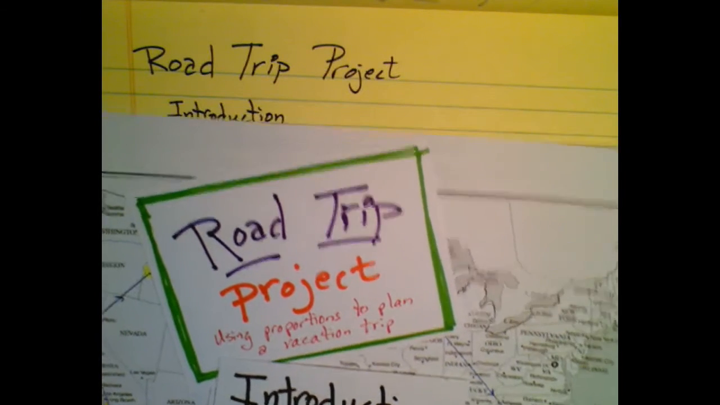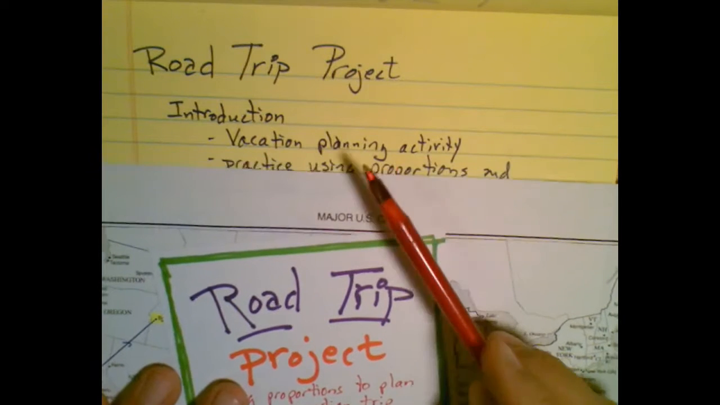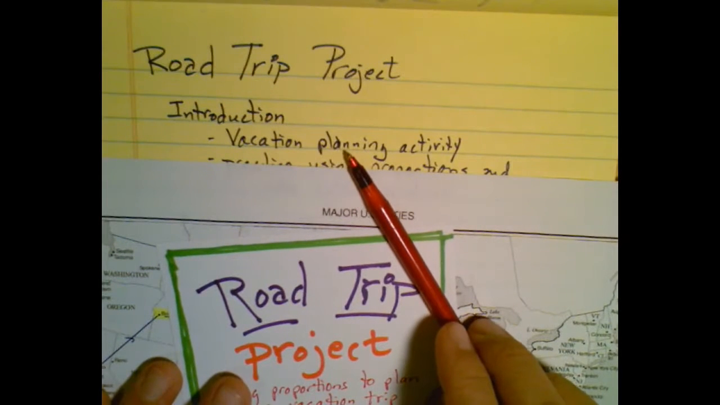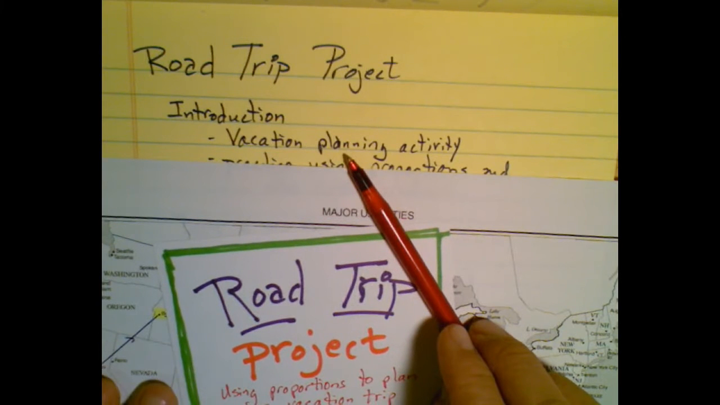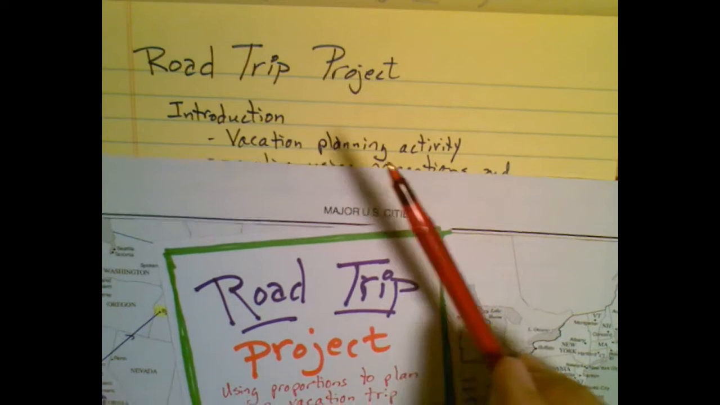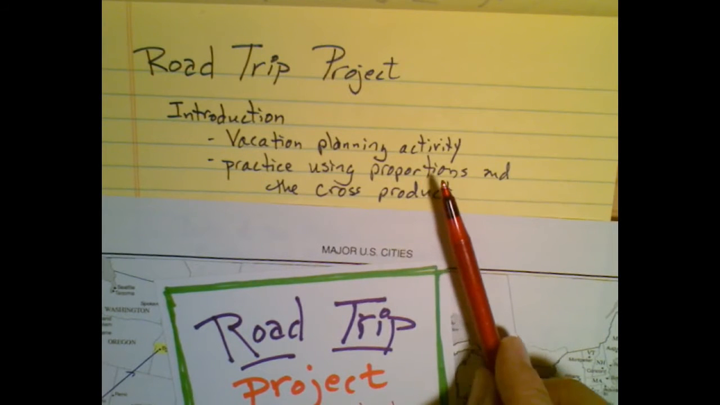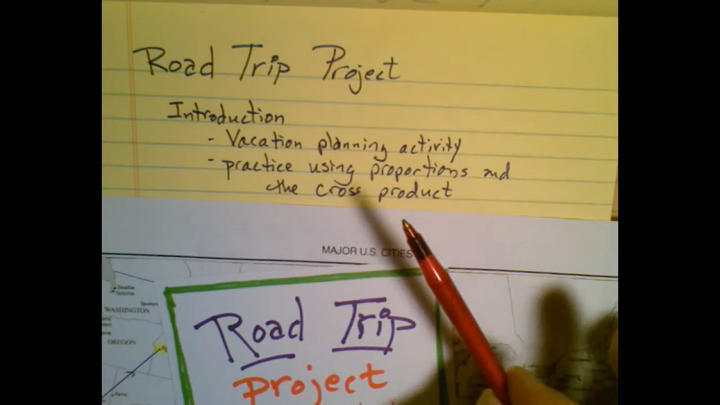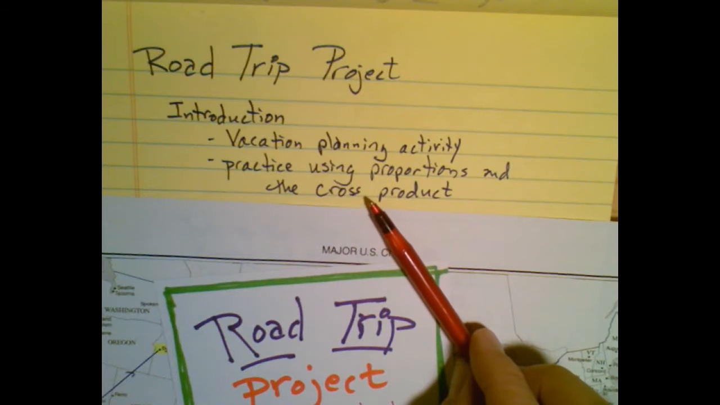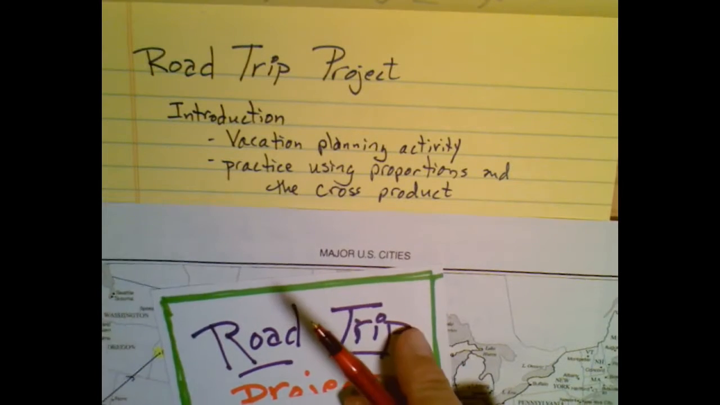So this road trip project is a vacation planning activity, and there's a lot to planning a vacation. This project is going to give us a chance to work on some of those different steps. You're going to be using proportions and the cross product in order to answer a lot of the questions that you're going to have to address in this whole project.